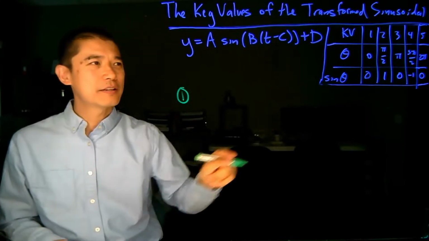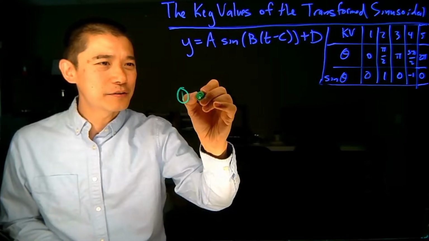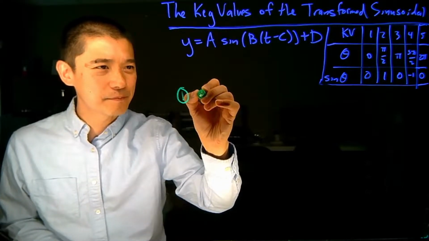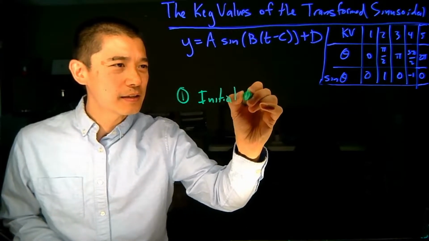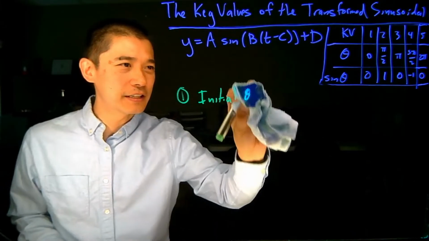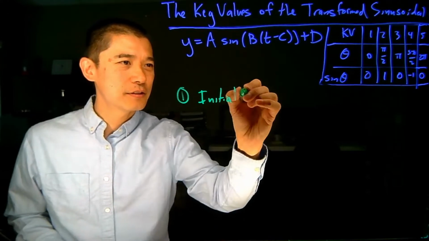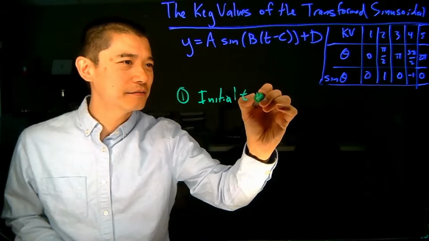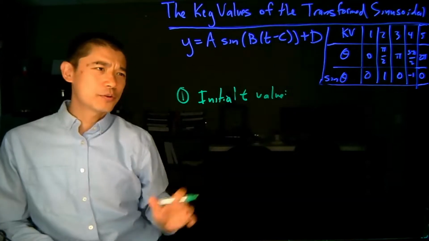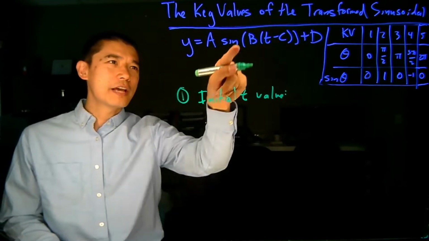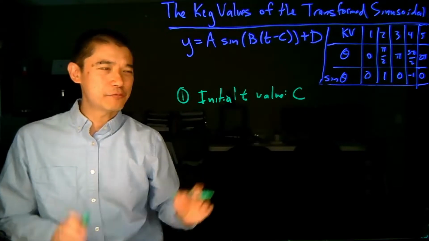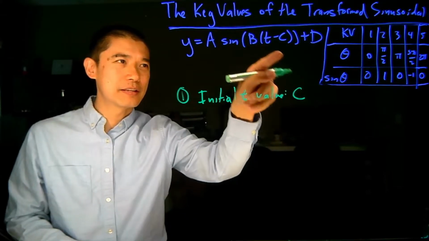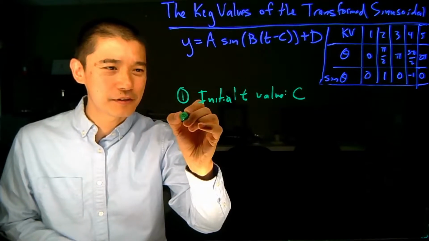The first thing, this first key value, the initial theta, or in this case I should use the letter t, initial t value. Well, this corresponds to horizontal shift, and so this will take the value of c. And so that key value will be shifted by a certain amount, and this c value corresponds to horizontal shift.